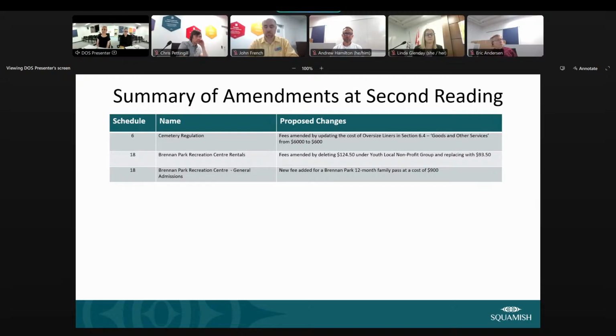The fee was amended by deleting $124.50 under youth local nonprofit groups and replacing it with $93.50. And the third was a new fee added for a 12-month family pass at $900.